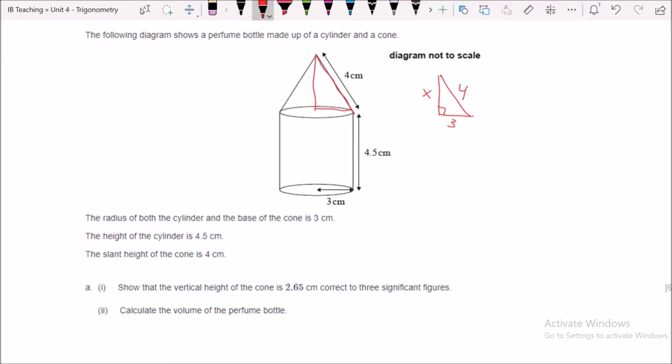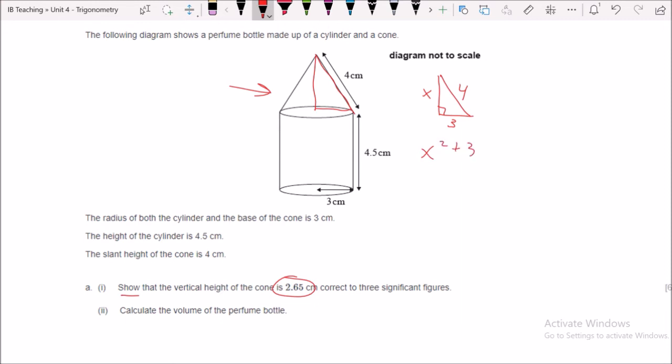Now they asked us to show that it's 2.65. One thing I do want to say about when they say to show it, you do not get to start out the question thinking about it being 2.65. You have to start off from the given information and then show a logical process that leads to 2.65. So here's what we have to do. Let's Pythagorean theoremize this thing.